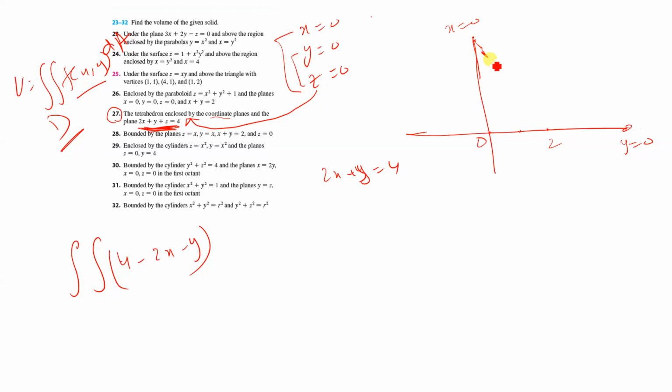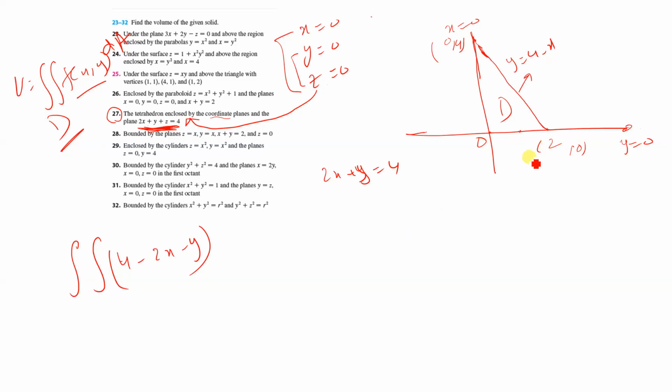And when x is equal to 0, y is equal to 4, somewhere here. So let's draw the line. Okay, so this is the line, and here we can write y is equal to 4 minus 2x. This is the equation of the line. Let me write this: this is (0, 4) and this is (2, 0). This is the region D bounded by these lines.